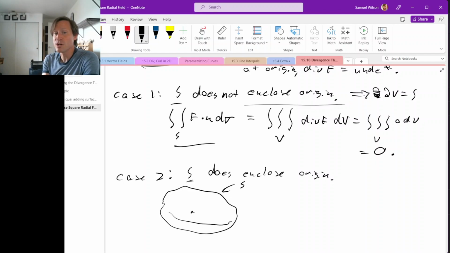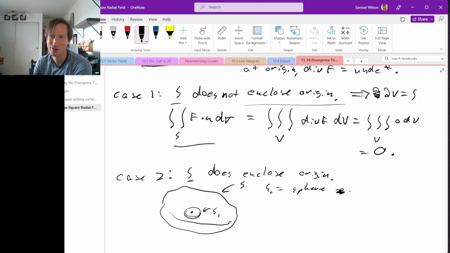Since it encloses the origin, we can pick a sphere of some tiny radius that fits completely inside of S and is centered at the origin. So let's call this S1. So S1 is a sphere centered at the origin with some small radius. So let me call that S sub r, actually. r is going to be the radius. Sphere with radius little r. Okay.